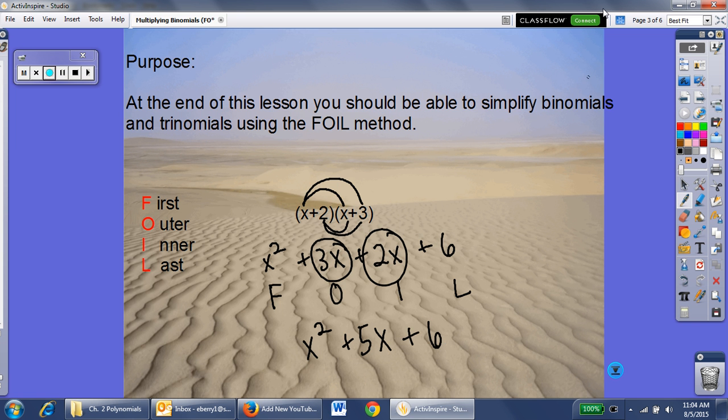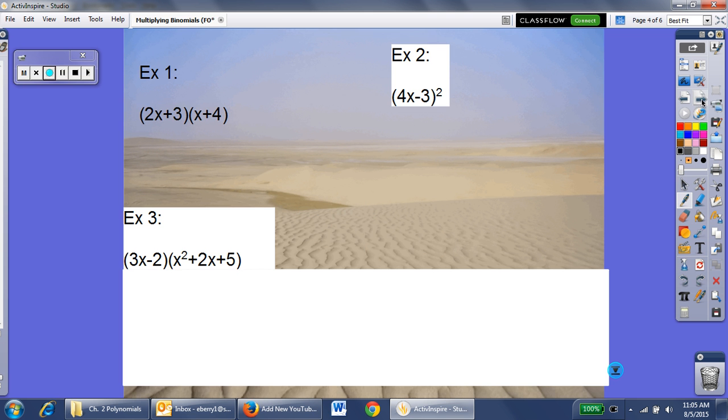Okay, let's try a couple more practice problems. In example 1, we have 2 binomials, which we need to FOIL in order to simplify. So we're going to do first, outer, inner, last. First terms, 2x times x is 2x squared. The outer terms, 2x times 4 is 8x. The inner terms, 3 times x is 3x. And the last terms, 3 times 4 is 12.